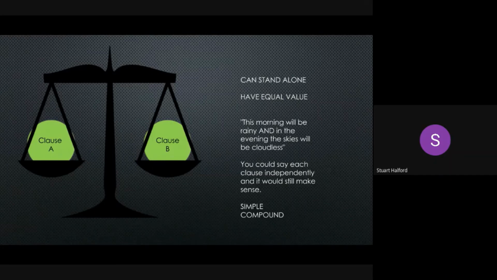Put the word and in the middle, and we've joined those together. We've linked the idea the morning will be rainy, and in the evening the skies will be cloudless. We're making a comparison there, but each of those have equal value. So you'll be familiar, that's what we call a simple compound sentence. We're just adding a coordinator.